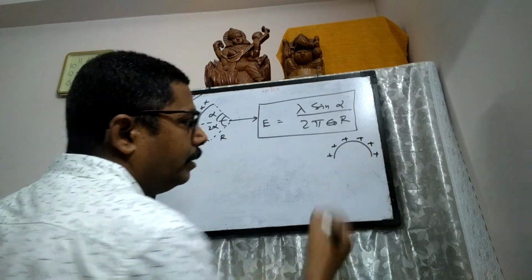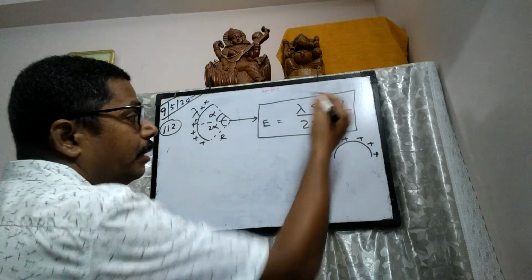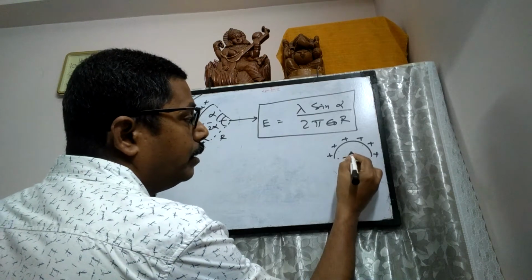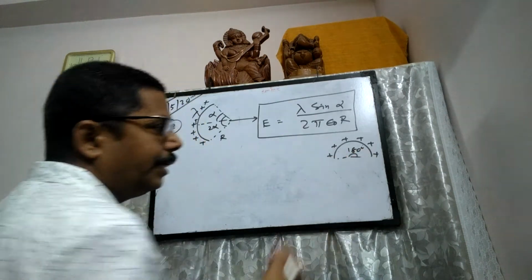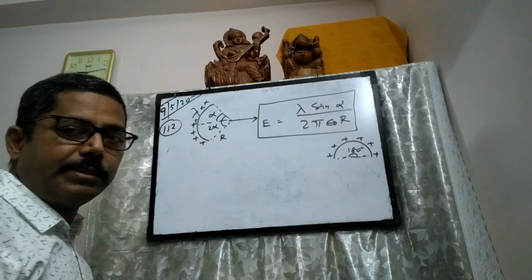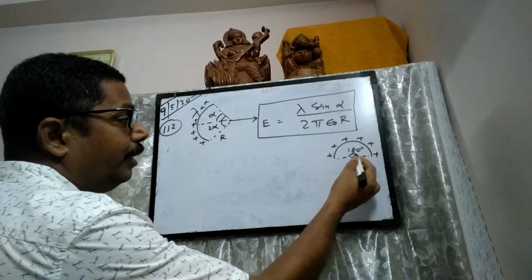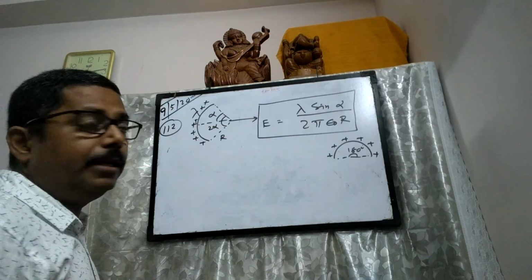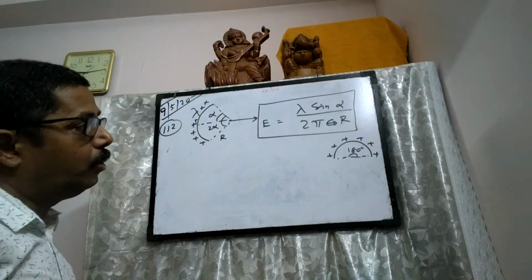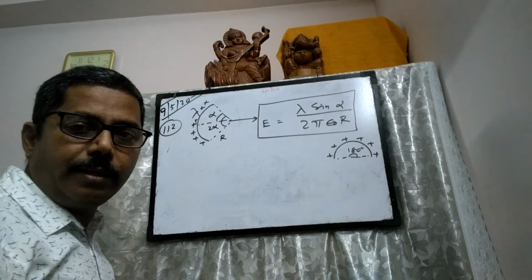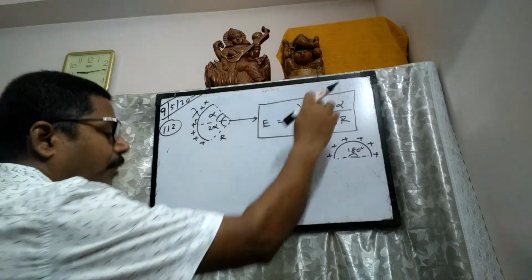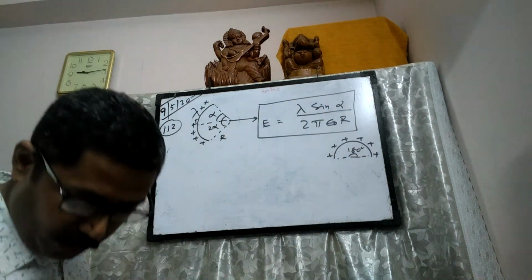We have done with semicircular arc. If you remember, for semicircular arc, alpha value will be how much? 2 alpha value will be 180 degrees, so alpha is 90. So if you substitute alpha 90, you will get E is equal to lambda by 2 pi epsilon naught r. Okay, so that you know. So remember this formula. So this formula is to be applied in question number 112.